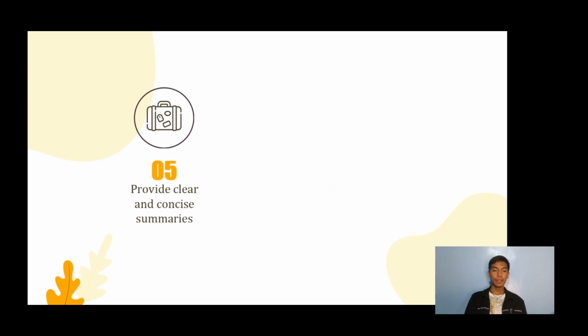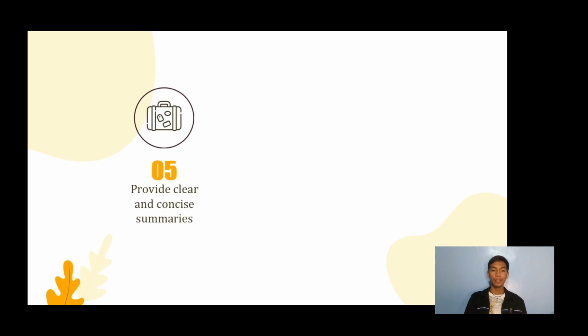Fifth, provide clear and concise summaries. As you review the literature, provide clear and concise summaries of each study. Highlight the main findings, strengths, and weaknesses of each study and explain how it relates to your research study.